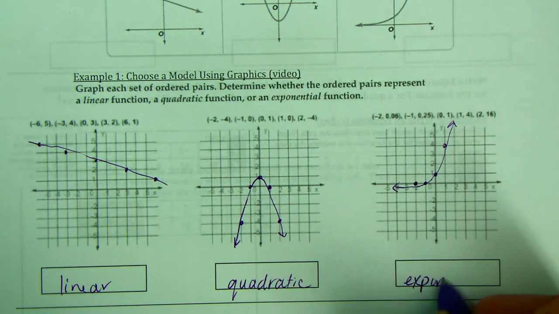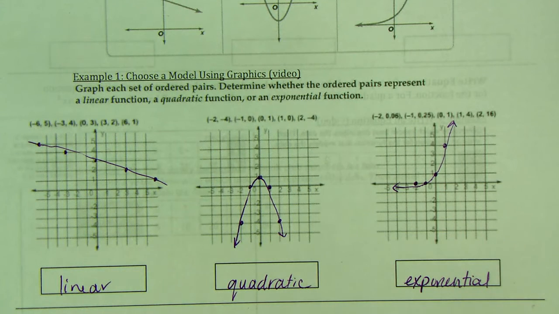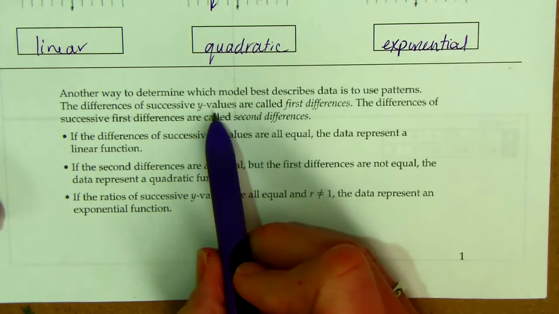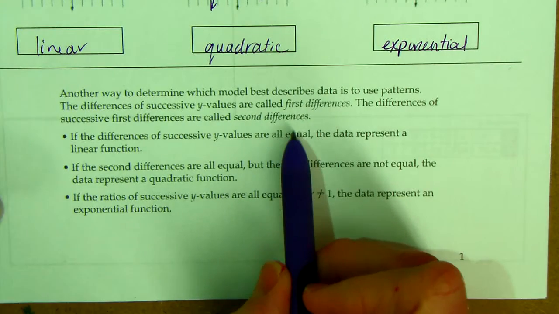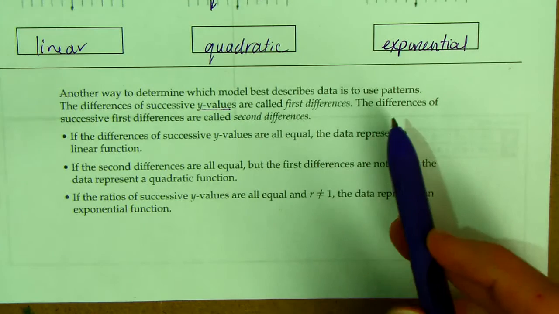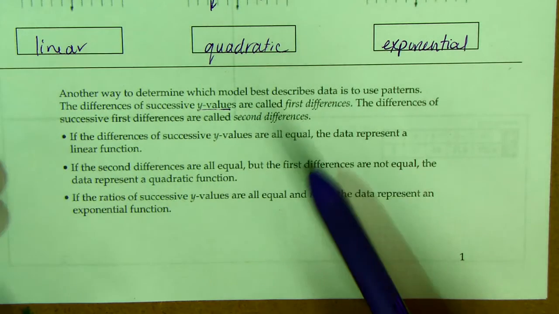But what if they're not giving us the graph? What if we are just given a table and we don't feel like graphing? Guess what? We can analyze the differences between the values. Now, we said we've got something called the first differences and the second differences, and we are always looking at the y values, the output. So you're going to subtract, find the difference between them. If those first differences are the same, that's your constant rate of change. It's a linear.